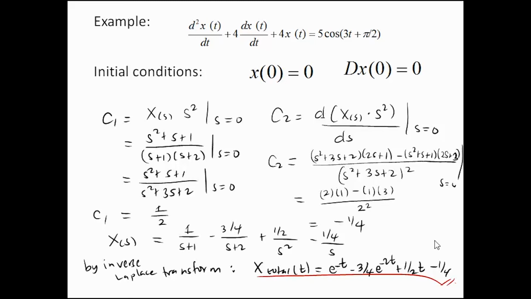By replacing these coefficients by the resulting values, we come up with x of s equal to 1 over quantity s plus 1 minus 3/4 over quantity s plus 2 plus 1/2 over s squared minus 1/4 divided by s. Applying inverse Laplace transform for each of the given terms will give us the time domain value for x total. And that gives us e raised to negative t minus 3/4 e raised to negative 2t plus 1/2 times t, then minus 1/4. Several examples are also given, the same as what we have in our classical method solution for comparison.